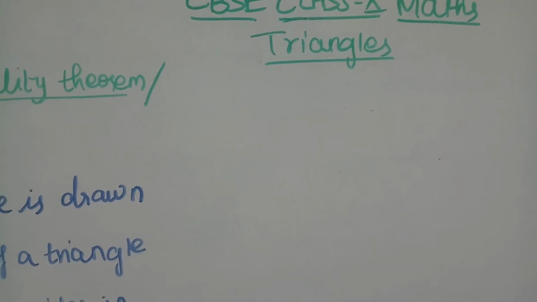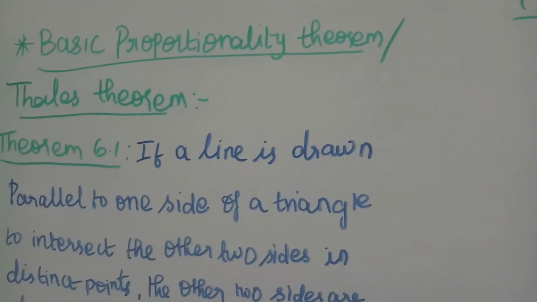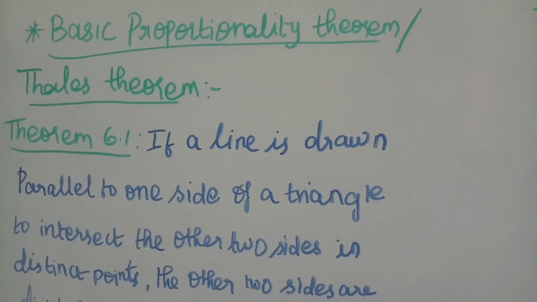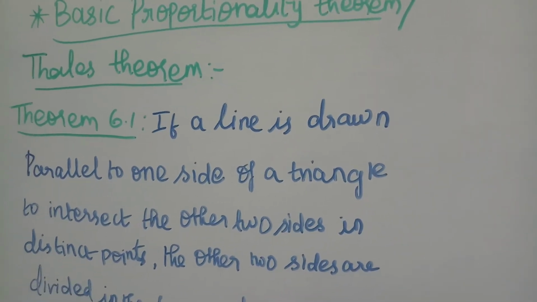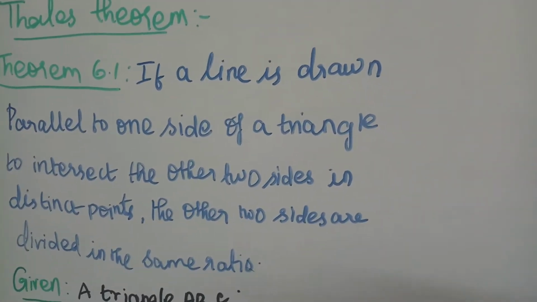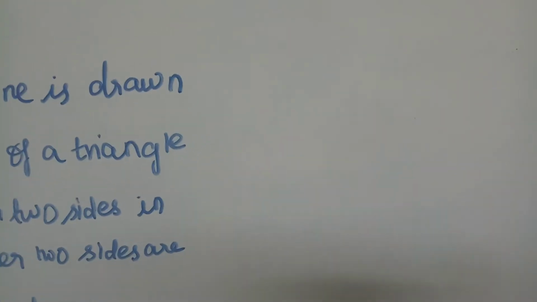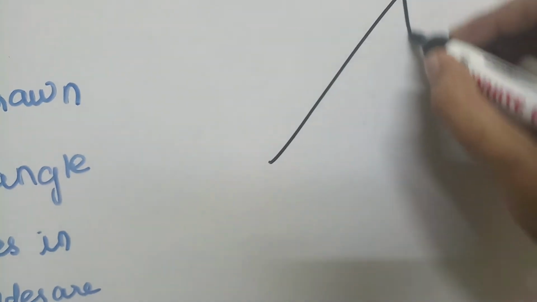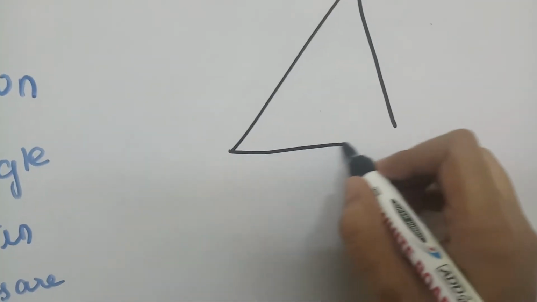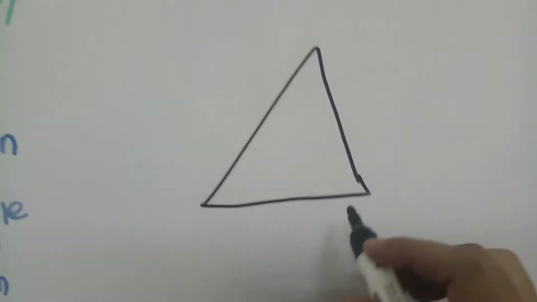We are continuing with the chapter triangles, basic proportionality theorem or Thales theorem. So we are going to discuss the theorem and proof in this video. Before seeing that theorem and proof, I'll give you some examples.